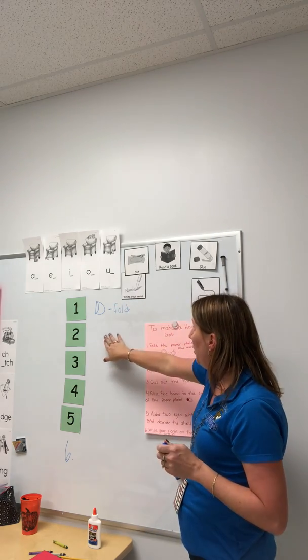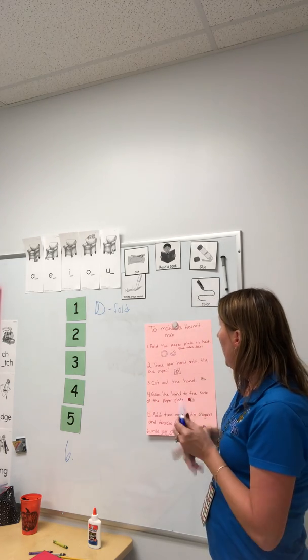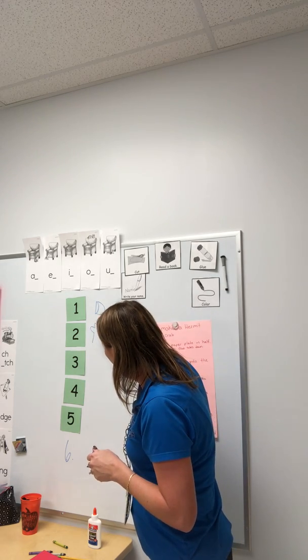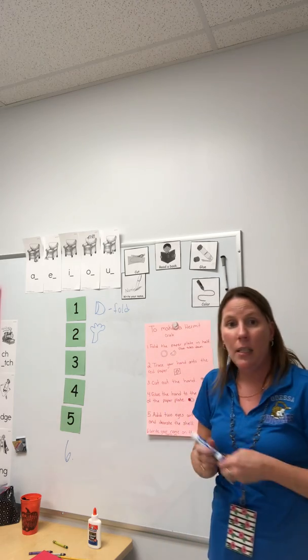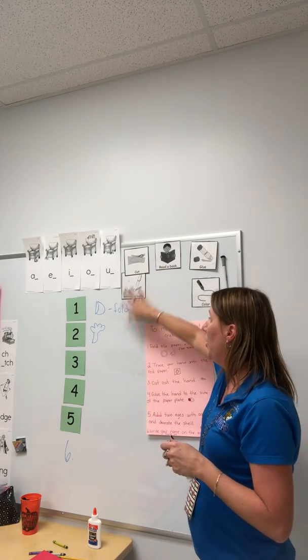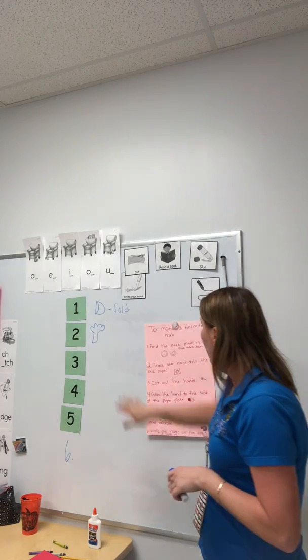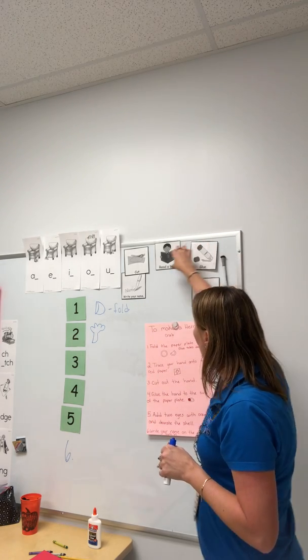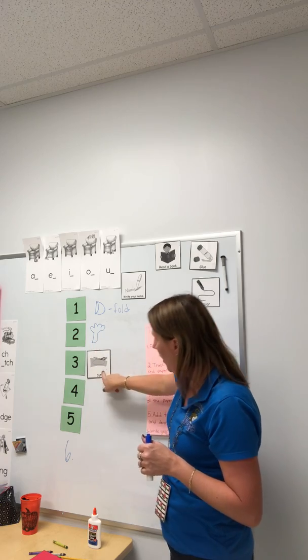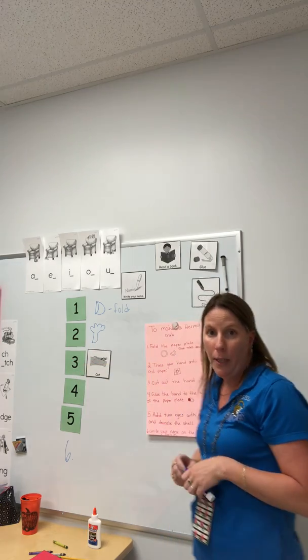Then I add this step 2, and I look at my papers to trace their hand. So I'm going to add a little hand right here, and that's going to be step 2. I have cards, but these are not cards that we use every day, so sometimes I just add them with marker. Step 3 is going to be to cut out the hand. So I'll add the cut picture to step 3.